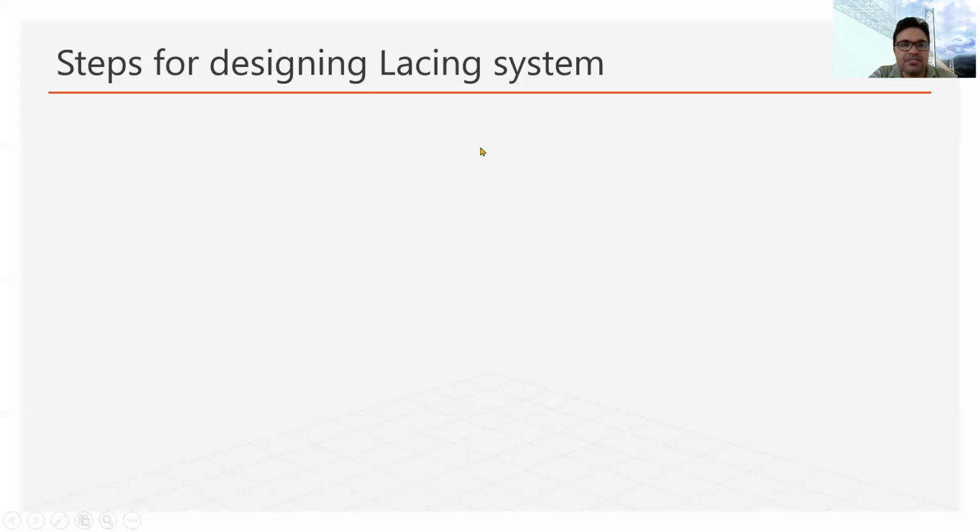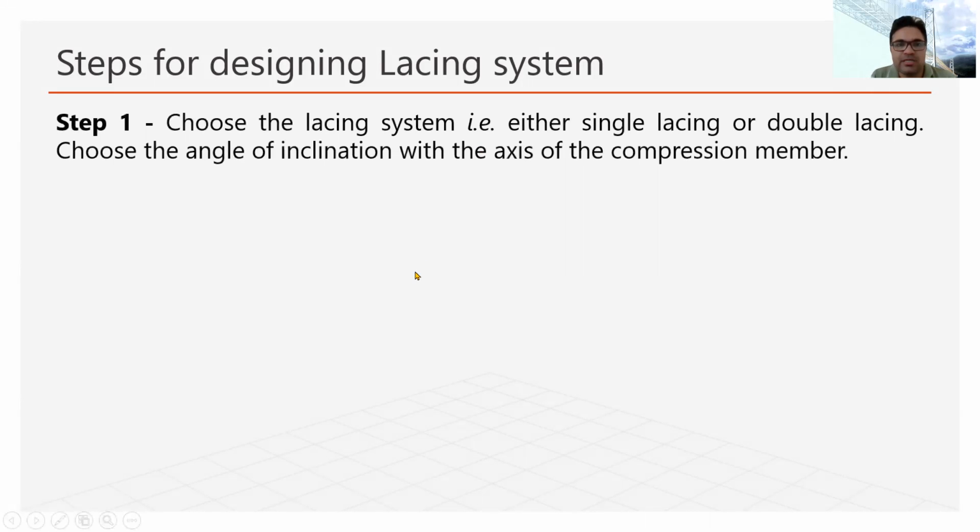So first step is to choose the lacing system. So either we use single lacing system or the double lacing system that we have to choose beforehand. And after choosing the single or double lacing system, we also choose the angle of inclination with the axis of the compression member. So angle of inclination, which is the theta value. So theta value also needs to be chosen beforehand.